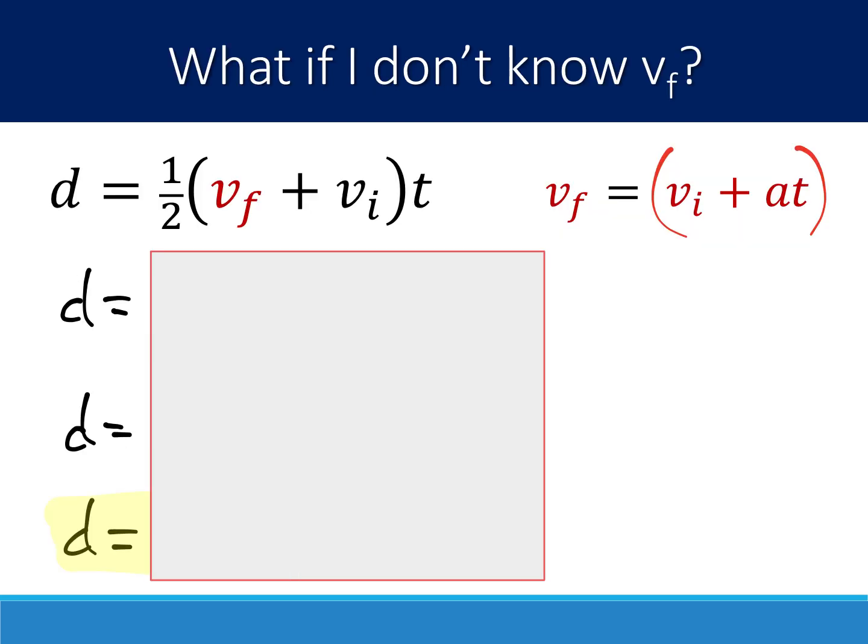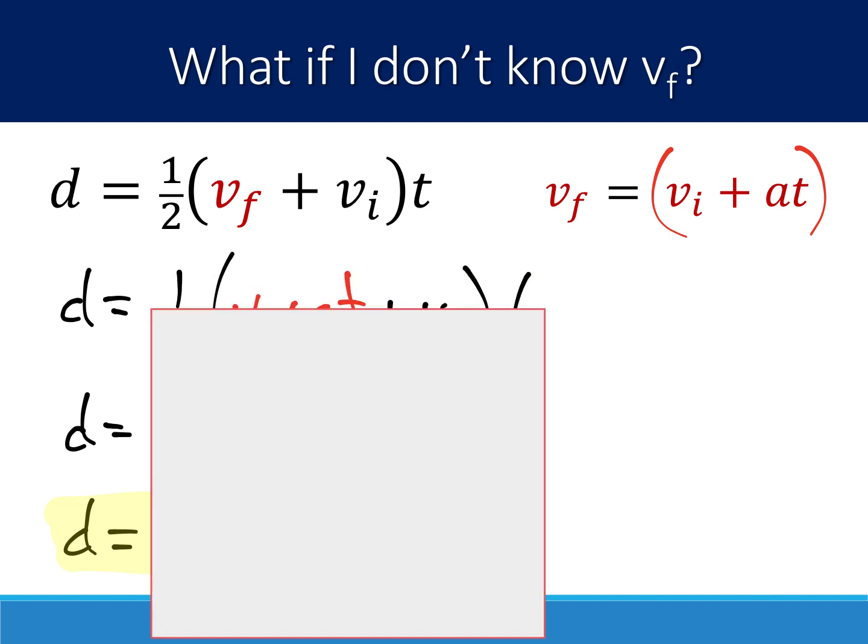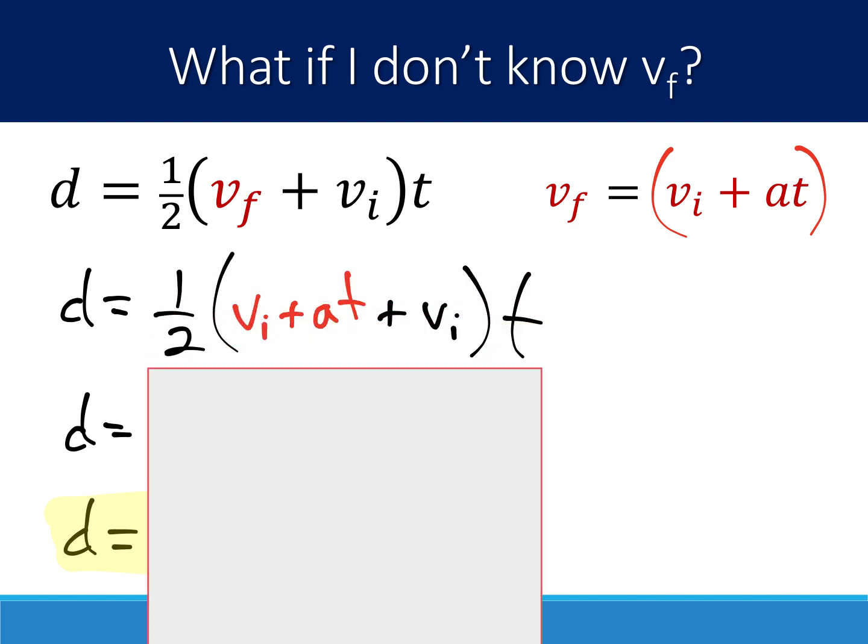There might be times where the problem doesn't give you all of the variables that you need, and we can substitute what we know into the equation to help us create new kinematic equations. And that's what this is showing us right here. So if I don't know the final velocity, I can solve for final velocity, knowing that that's equal to the initial plus the acceleration times time. I then can substitute that in where I see final velocity.